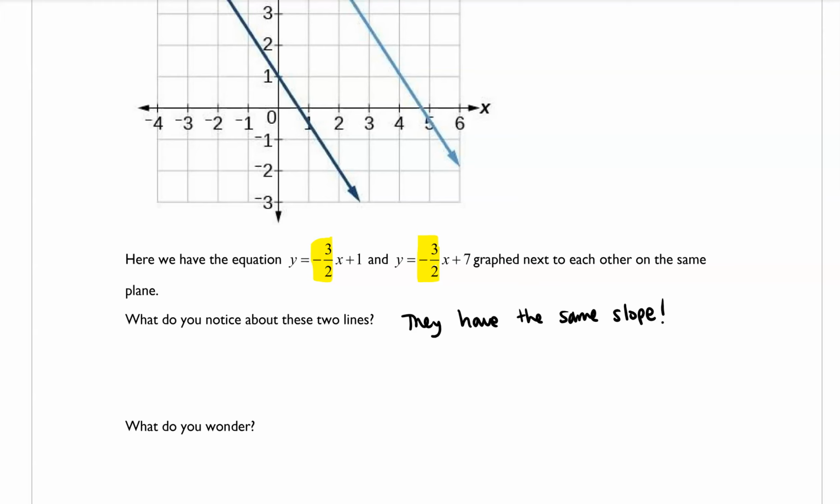Do you notice anything else about these lines, and what do you wonder about them? Something I would wonder is, will they ever cross or intersect each other? And the answer is no. So parallel lines do not intersect. And that is because they have the same slope. So go ahead and take a moment to write a note to yourself. Highlight what helps you remember the characteristics of parallel lines.